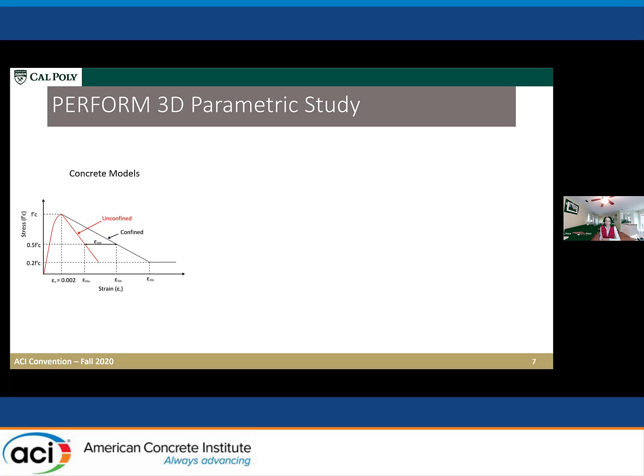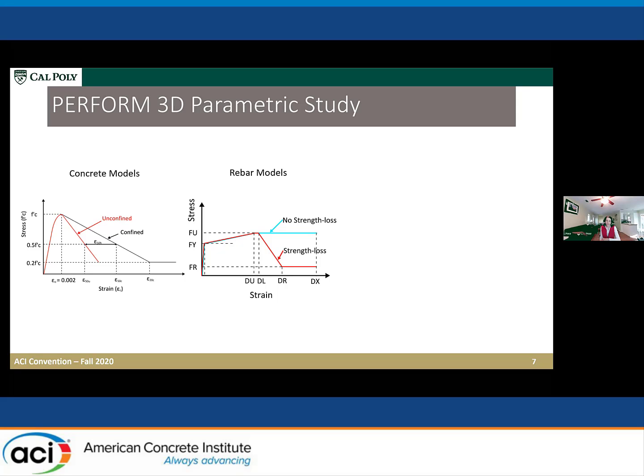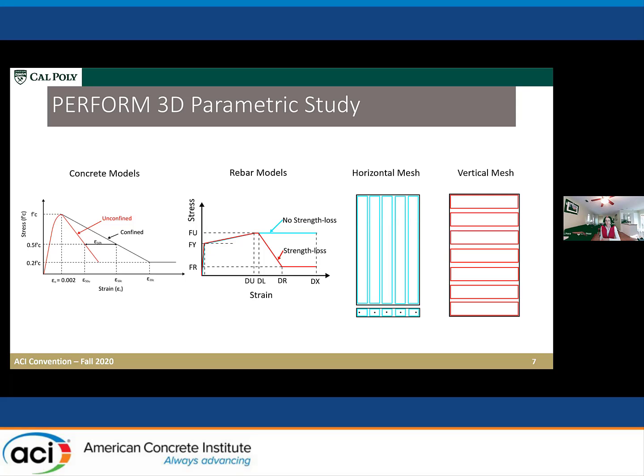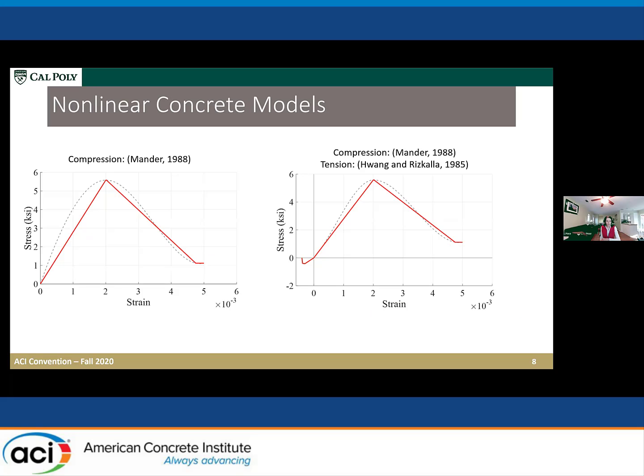We're going to use an unconfined model because we do not have boundary elements with confinement. They also wanted to investigate two different rebar models. So industry members have different approaches for this. There was a no strength loss model suggested by Lowes et al. And then per our industry advisor, they suggested a strength loss model that they tend to use when doing this type of wall modeling. And then also investigating meshing both in the horizontal and the vertical direction. So those are the parameters that we will start with.